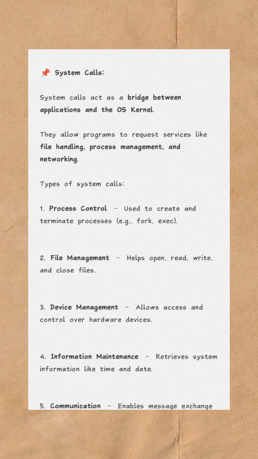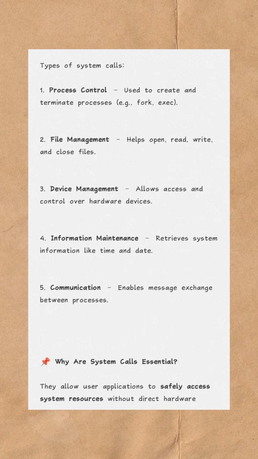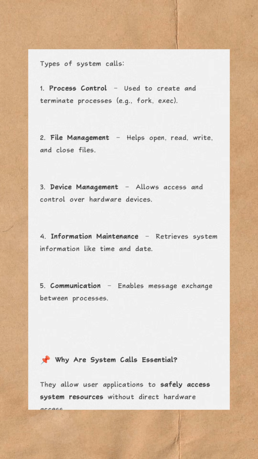Types of system calls. 1. Process control, used to create and terminate processes, e.g. fork, exec. 2. File management, helps open, read, write, and close files. 3. Device management, allows access and control over hardware devices. 4. Information maintenance, retrieves system information like time and date. 5. Communication, enables message exchange between processes.